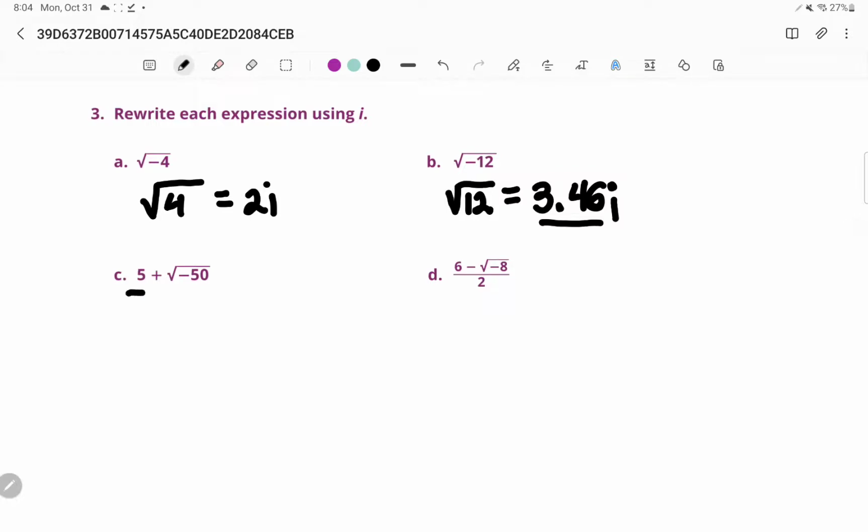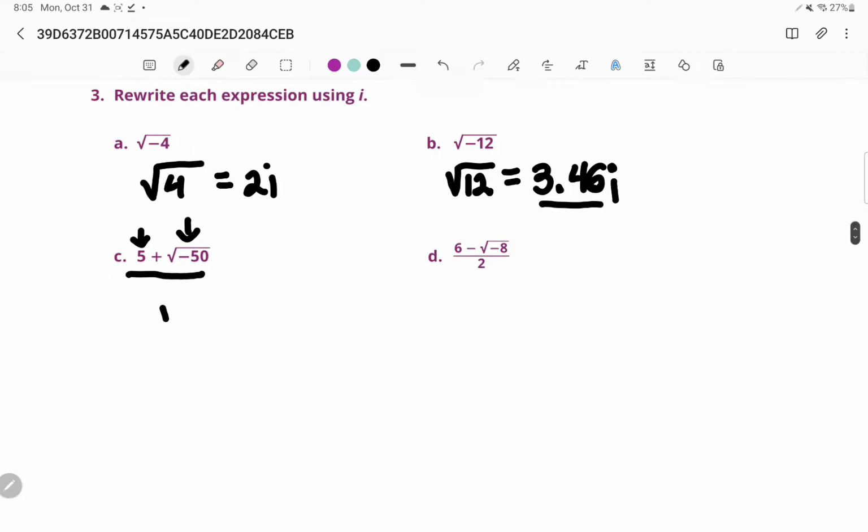Now this is going to be a complex number. As you can see, I have a real number and I have a number that's not real. So I'm going to leave the real number alone and I'm going to worry about that later. What I'm going to worry about first is turning that negative 50 into an imaginary number. So again, I turn it into positive and then I just have to find the square root of 50.